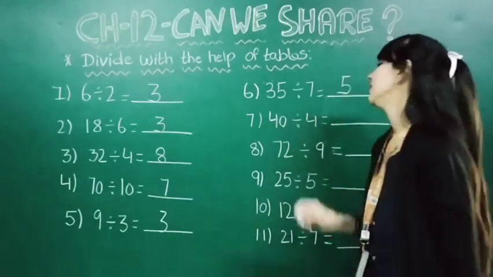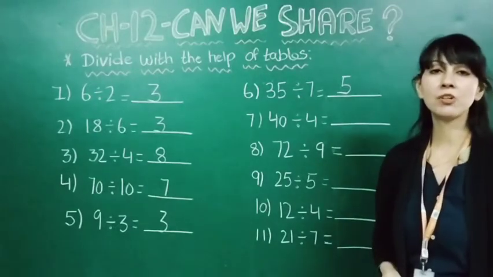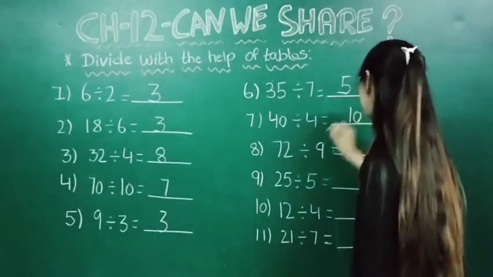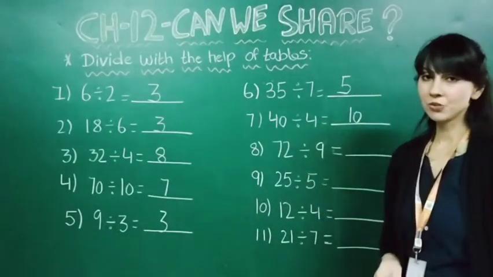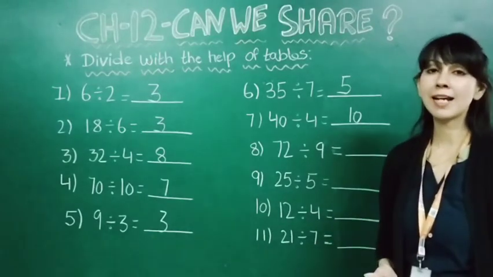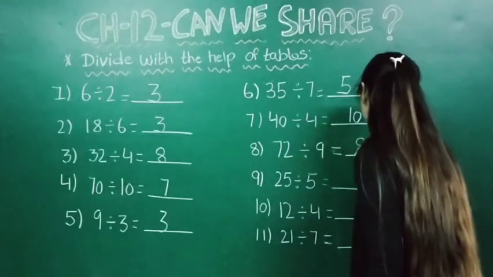Yes. Now 40 divided by 4. Now when 40 comes in table of 4, 4 10s are 40. So here it will come 10. Yes. 72 divided by 9. Now when 72 comes in table of 9, yes, 9 8s are 72. So here it will come 8.